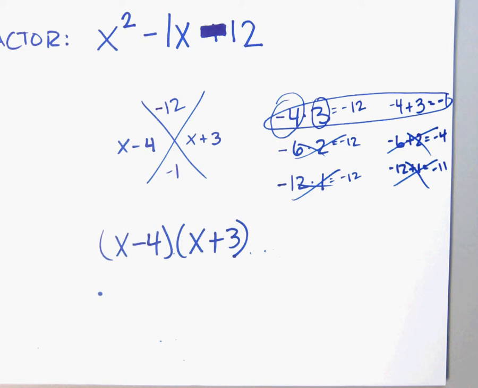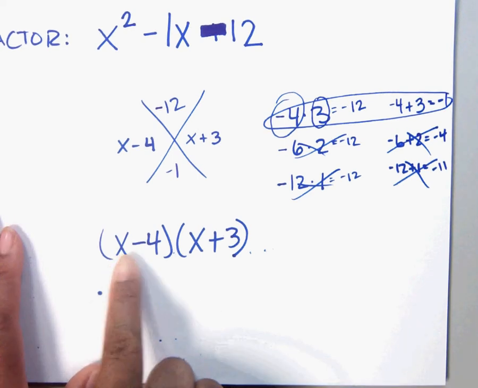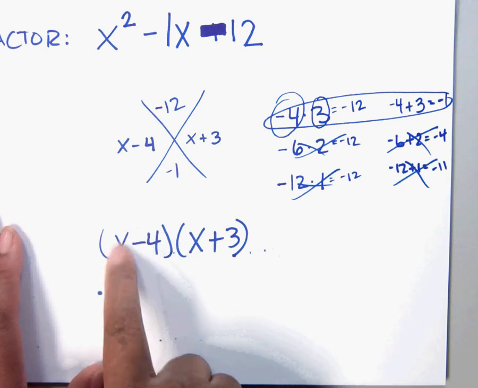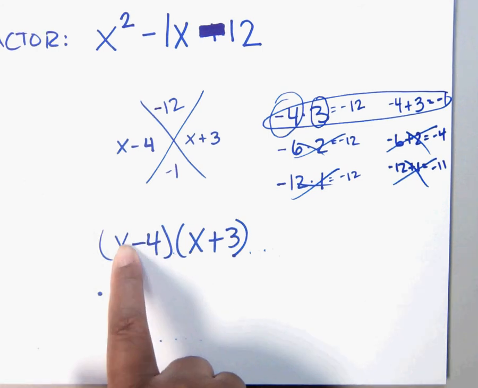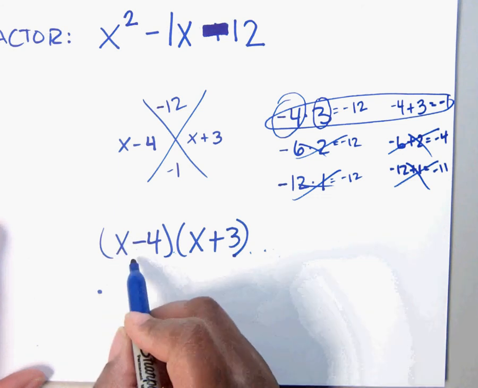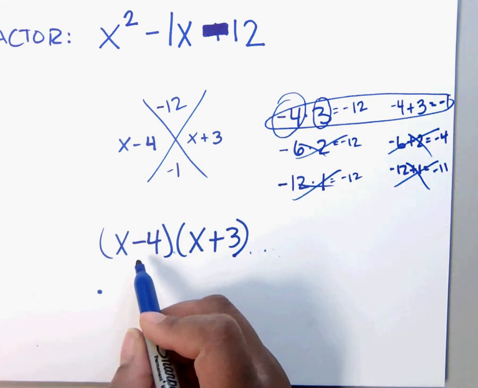A couple more things I want to tell you. This is a term, and this is a term because they're separated by a minus sign. So I have two terms in this parentheses. What's another word for two? Starts with a B. Bi. So this is what we call a binomial because it has two terms.